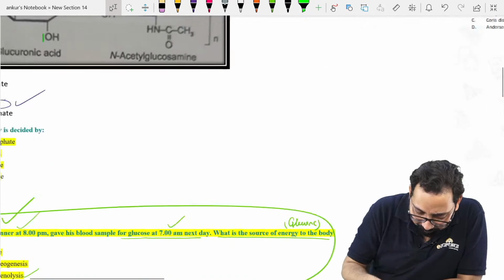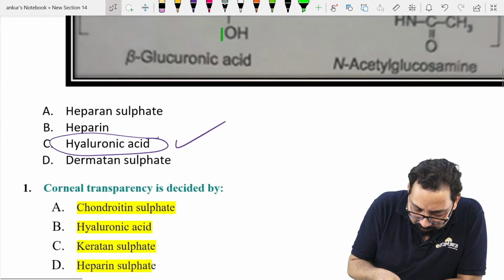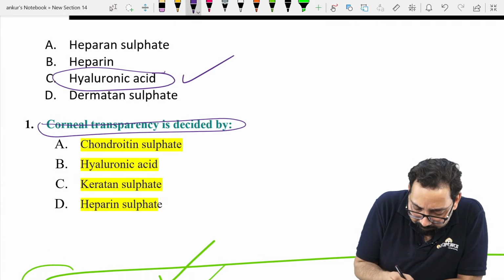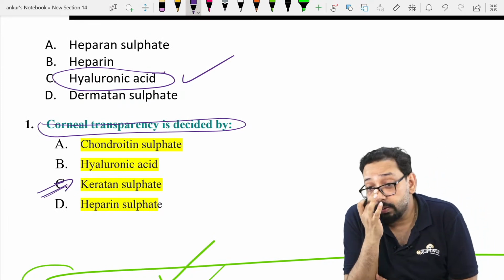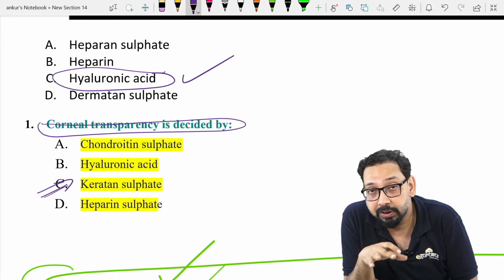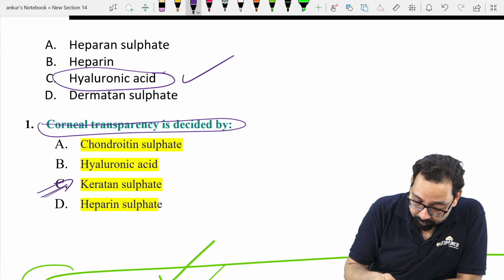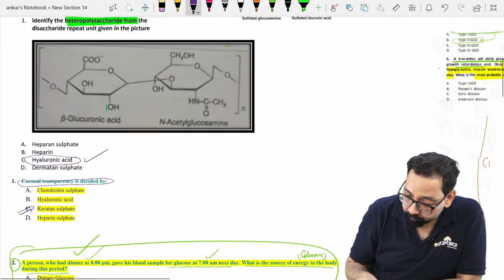Yes, this question was asked. Corneal transparency is decided by keratan sulfate. In fact, collagen and keratan sulfate in appropriate amounts maintain the transparency of the cornea. So we have discussed this question, I think.